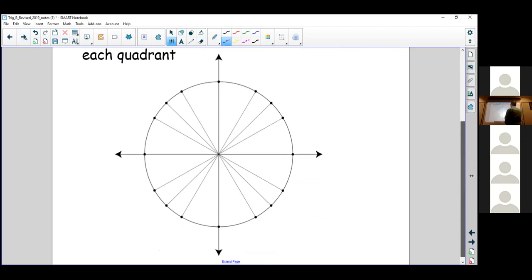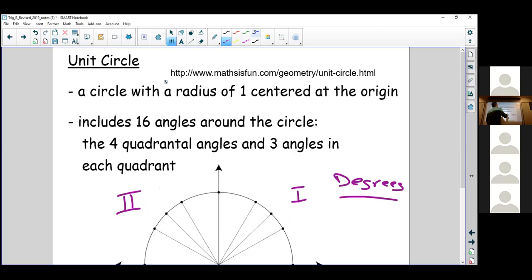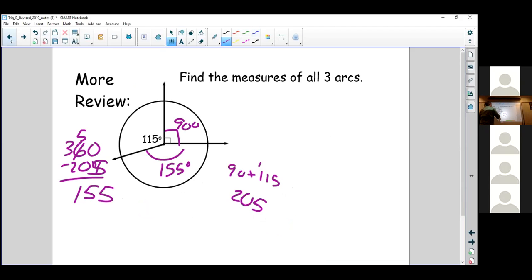Okay, so first thing, I'm going to label it as 1, 2, 3, and 4. And again, this goes counterclockwise because Descartes, the mathematician that created this, was left-handed. So as we go around the circle, we're going to deal with all of these in degrees. Okay, we're going to deal with radians later.